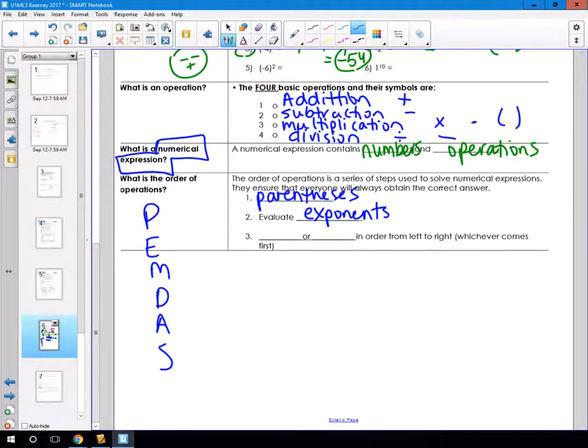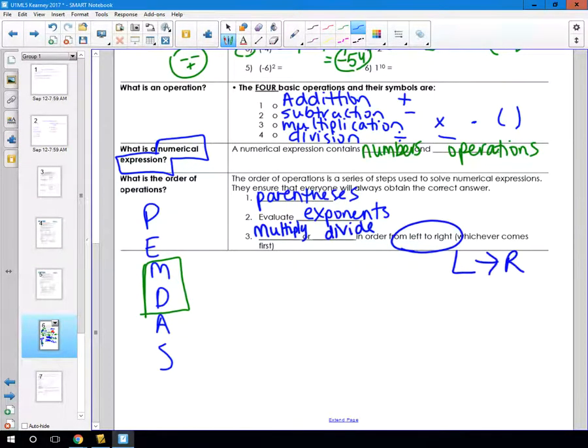Okay, then M and D, they kind of go together. They're kind of on the same level. You're going to multiply or divide in order from left to right. Okay, that's super important. Multiplication does not always have to come before division. It's whichever comes first, left to right.